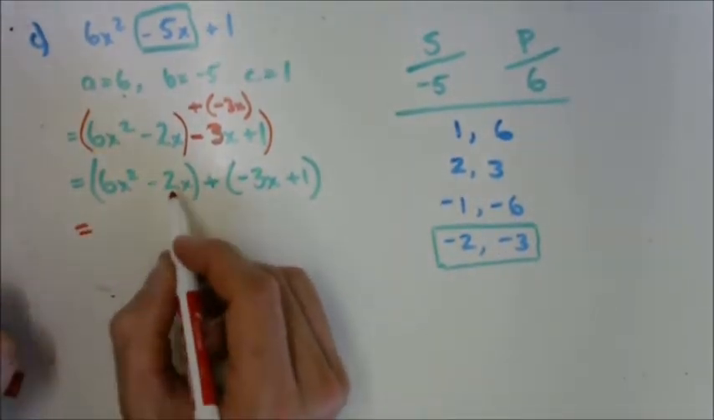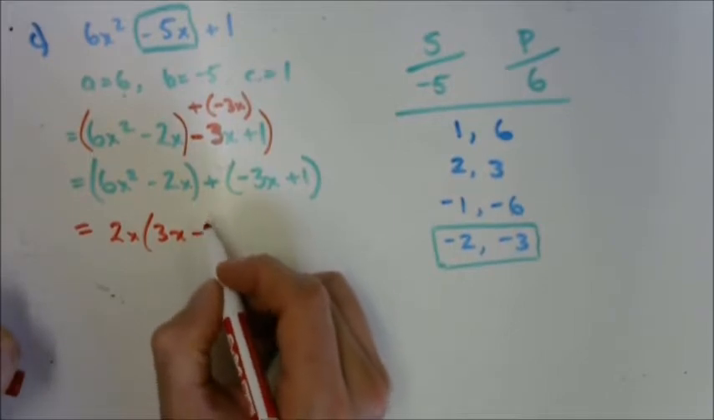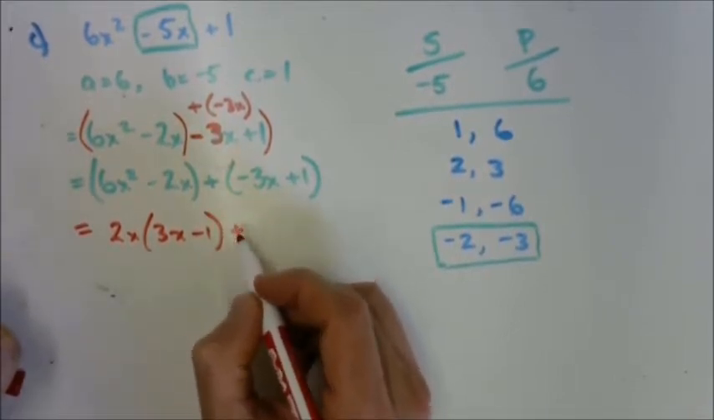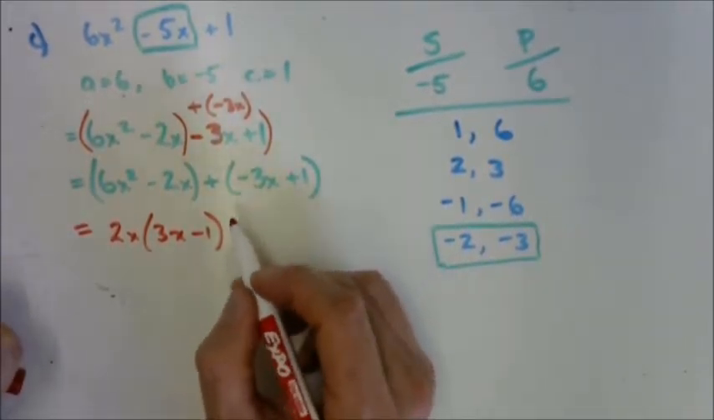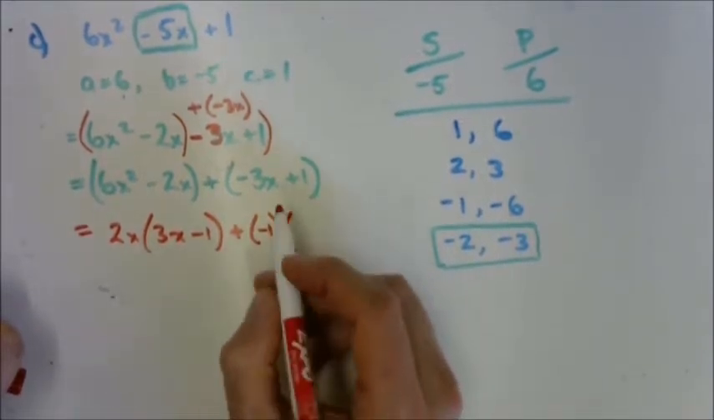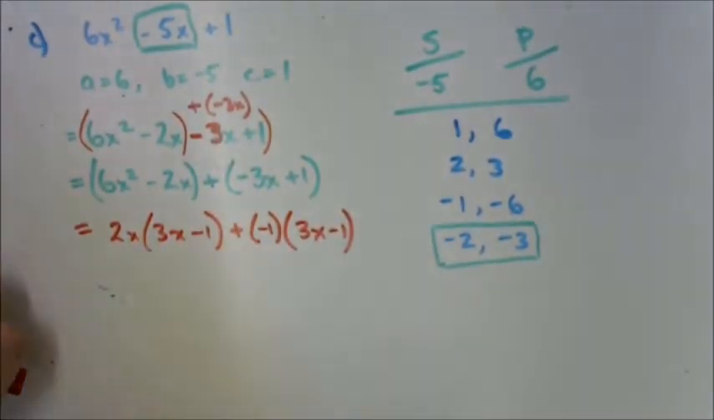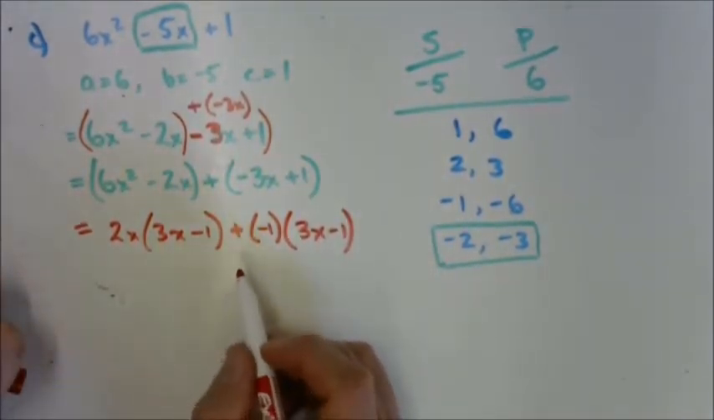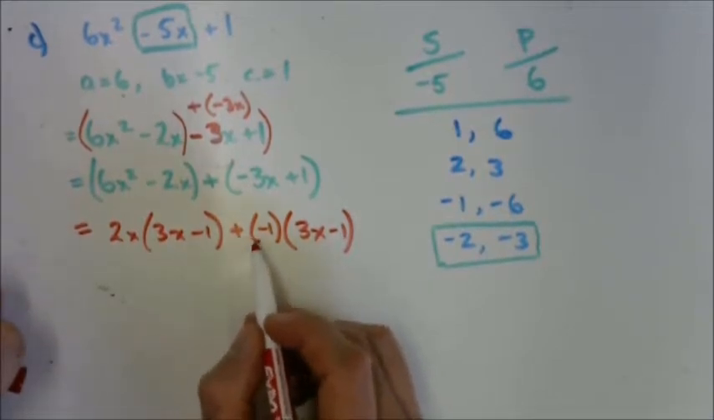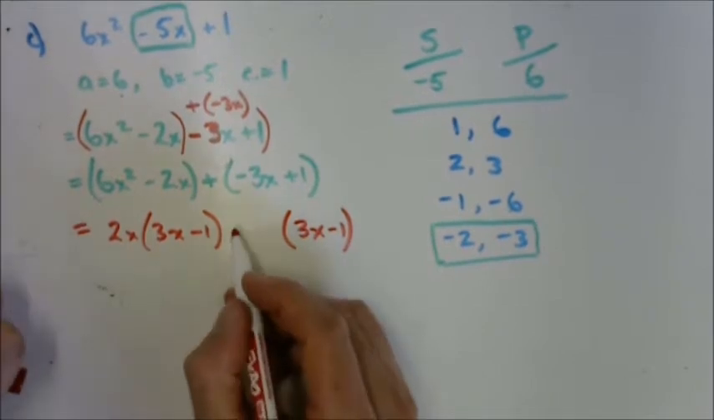Now when we take out our common factor, we're going to take out 2x, which leaves us with 3x minus 1. And we're going to be adding, but we're going to take out negative 1. And we're going to be left with 3x minus 1. Okay, good. This right here is plus a minus 1, so I can just make that negative 1.